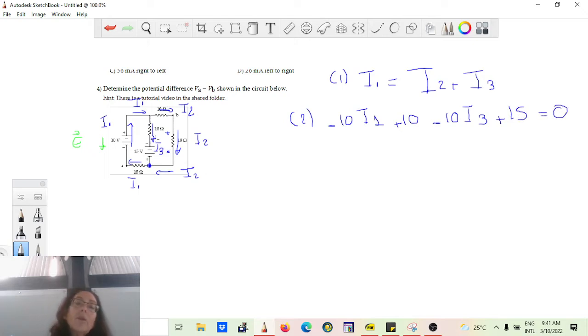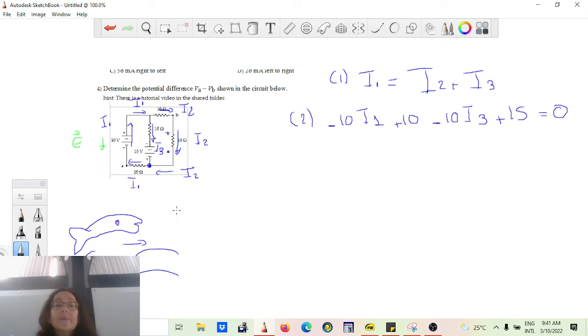Now, I could have gone the opposite way. If I go the opposite way, here you are losing 15 because you go from high to low. And then you go against the stream. So you will have done plus 10 times I3 because, you know, it's like the salmon, right? The flow goes this way. The salmon move this way to die upstream. So if you go upstream, you go up, you increase, right? So that will be equation 2.